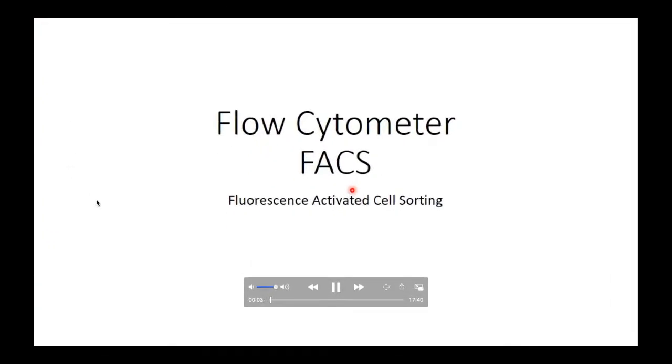Hello guys, this is a continuation of the subject flow cytometer and FACS mechanism. In the previous video, I spoke in detail about flow cytometer, and in this video I'm going to speak about FACS mechanism, fluorescence activated cell sorting. If you didn't watch the previous video, I highly recommend you go and watch it, because it will be much easier to understand FACS mechanism if you fully understand the flow cytometer mechanism. So let's start speaking about FACS.